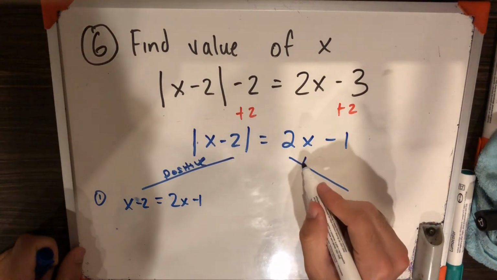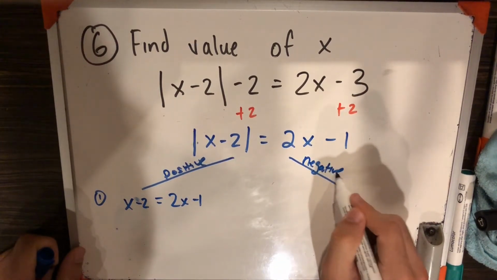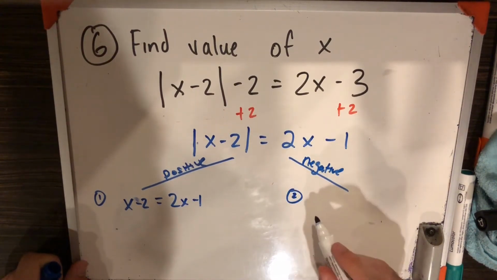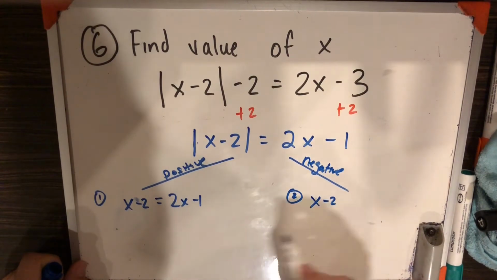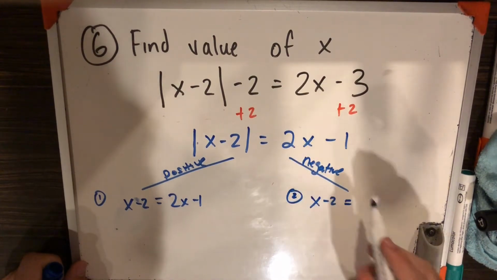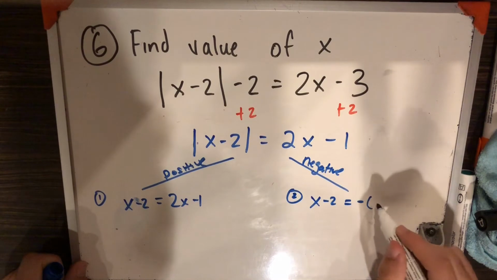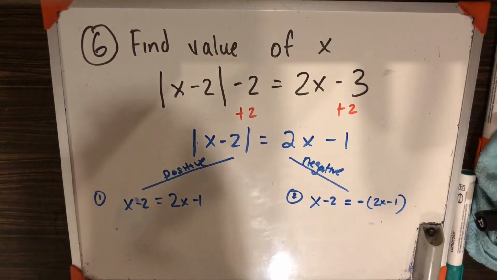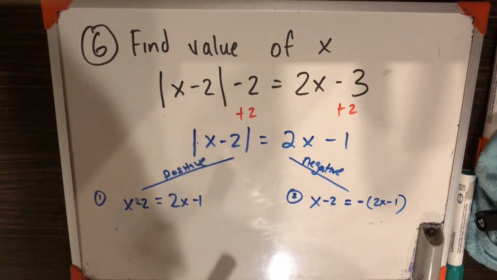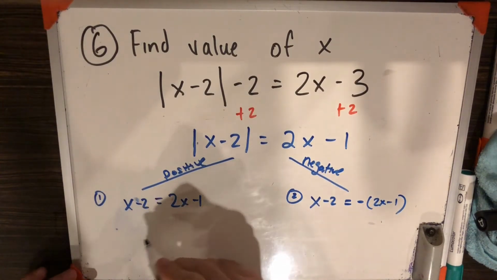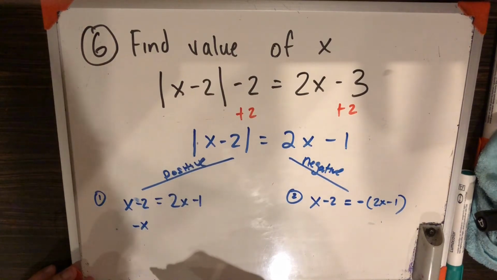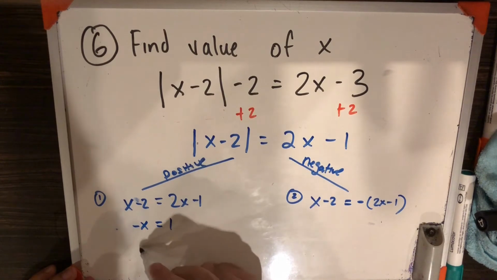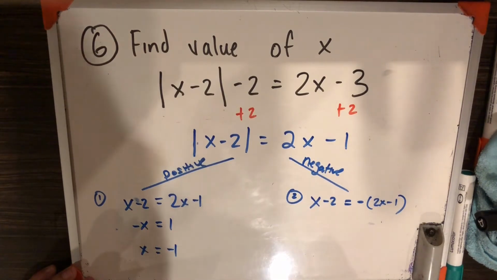The other situation, you're going to make negative, right? This is absolute value. It could be either of the two. So situation number 2 has x minus 2, that's going to stay the same. However, I'm going to have negative 2x minus 1, right? I just have to solve for each now. What we end up having here is negative x is equal to 1, which ends up being x is equal to negative 1.